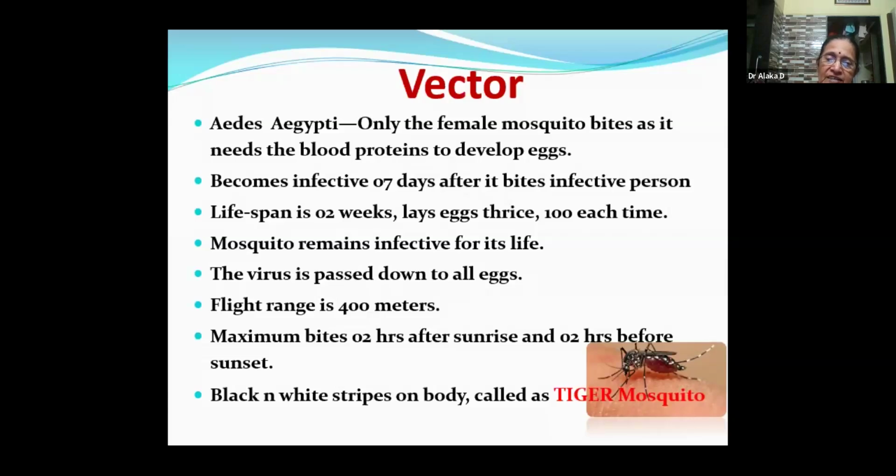Mosquito remains infective for its life. The virus is passed down to all eggs. The flight range of this mosquito is 400 meters. But I think 400 meters is good enough in a flat in Mumbai. The space is so limited. The maximum bite is 2 hours after sunrise and 2 hours before sunset. That means this mosquito bites during the day, 2 hours after sunrise and 2 hours before sunset. So that is the time when these mosquitoes bite you maximum.